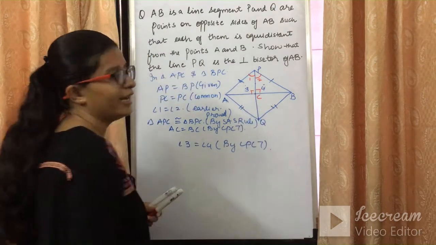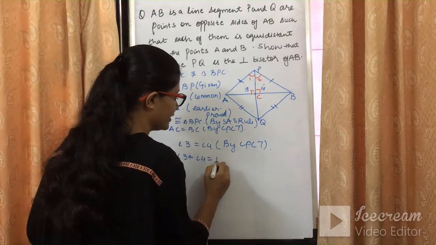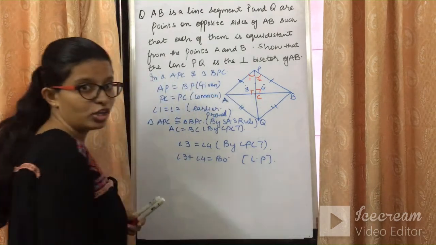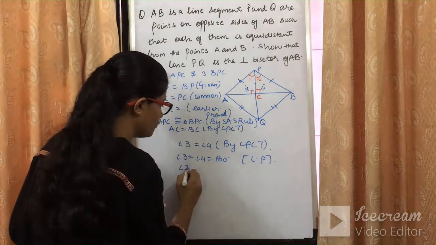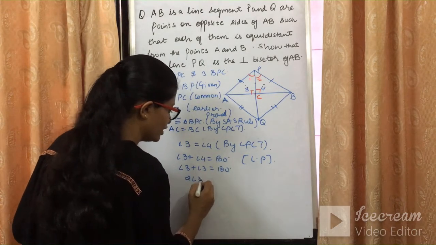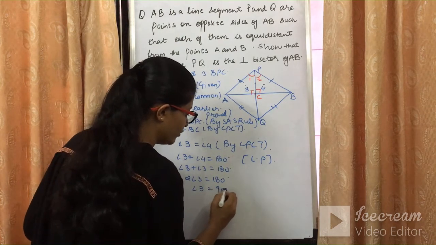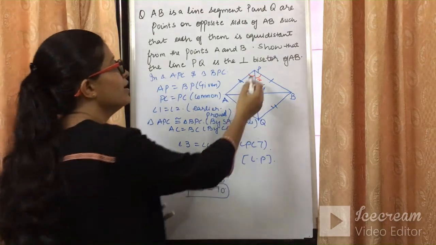So I can say angle 3 is equal to angle 4 by CPCT. And if angle 3 and angle 4 are equal, can I write like this? Angle 3 plus angle 4 is nothing but 180 degrees by linear pair property, and we know that 3 and 4 are equal. So in place of 4 we can write 3, so twice angle 3 is equal to 180 degrees. Angle 3 comes out to be 90 degrees. 180 divided by 2 gives you 90 degrees. यही तो प्रूफ करना था.